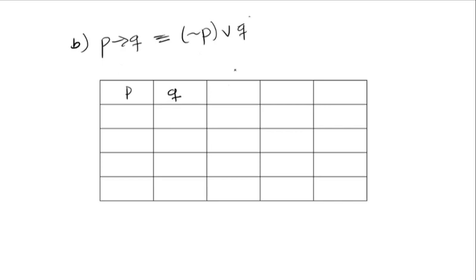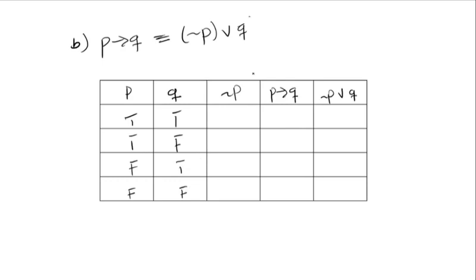I can see negation of P here, so I have negation of P over here. I can see P implies Q, so I have P implies Q. I can see negation of P or Q over here. So let's go ahead and see. For P, I have true, true, false, false. For Q, I have true, false, true, false.